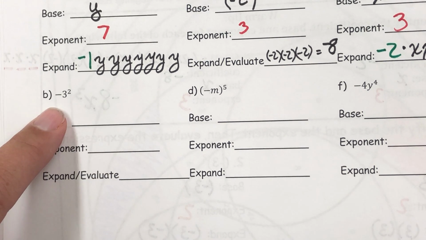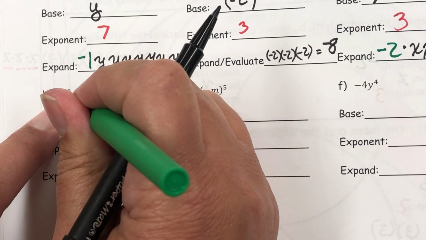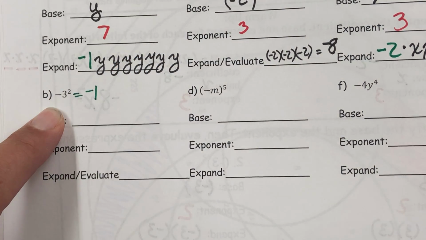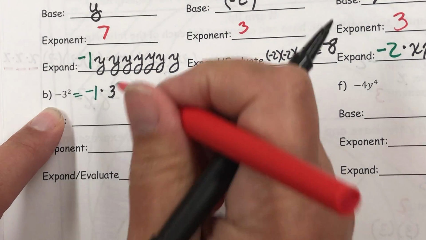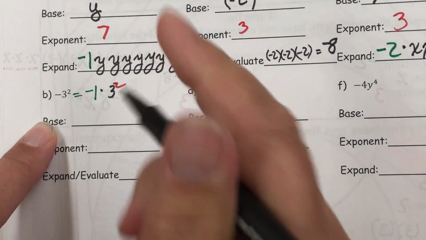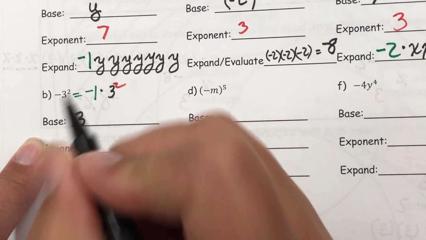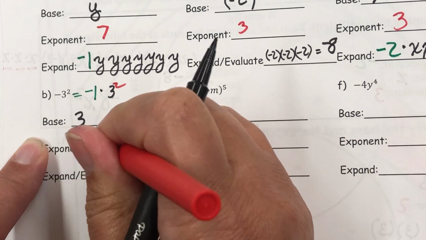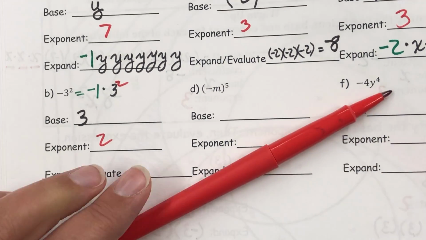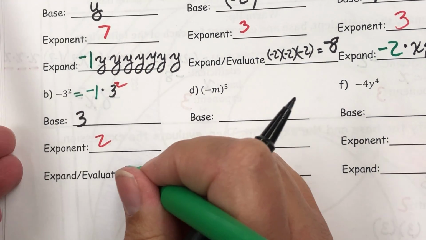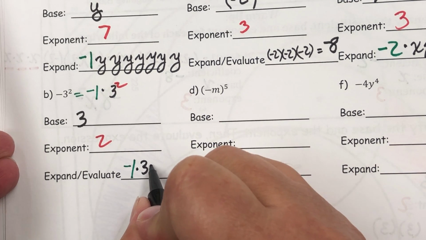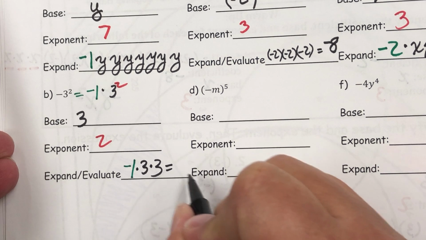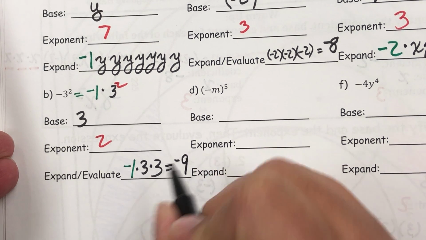Over here, remember, it's the same as -1 times 3 to the second power. So the base here is 3. The exponent is 2. But the expanded evaluate part is -1 times 3 times 3, which gives you -9 as an answer.